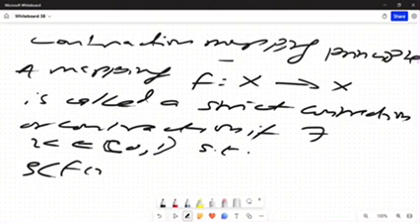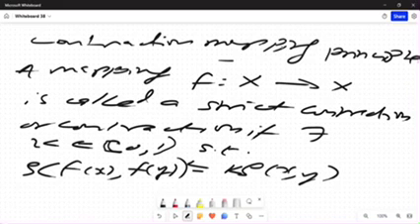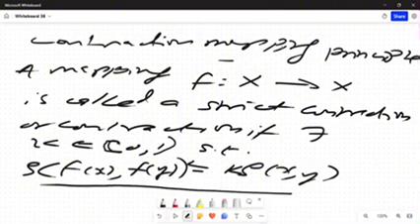the distance between f of x and f of y, where x and y are elements in the domain, is less than or equal to k rho of x comma y. So that's contraction. You can see what contraction does. Contraction shrinks the distance between images compared with the distance between the elements from the domain.